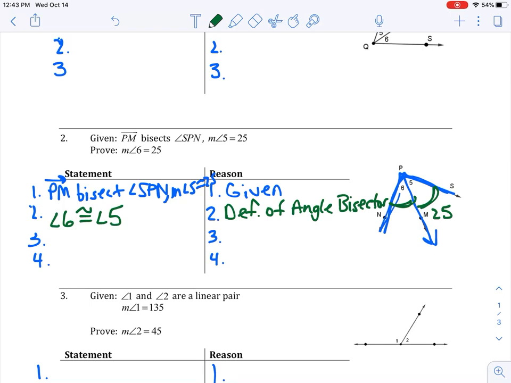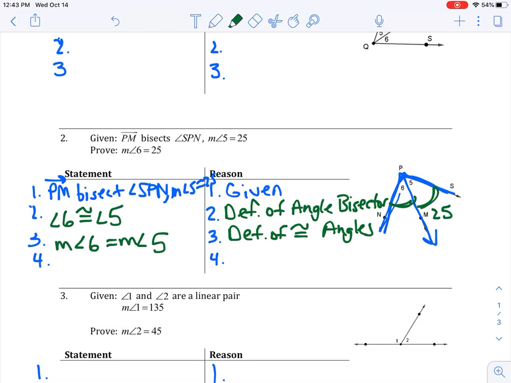Our next step then, we want to switch to equality from congruence. So you're going to say the measure of angle 6 equals the measure of angle 5. And this is simply the definition of congruent angles. Same thing with segments. If you have congruent segments and you want to switch to equal segments, use the definition of congruent segments instead of the definition of congruent angles.